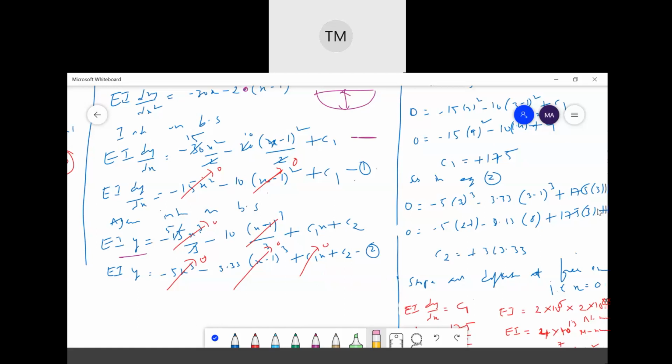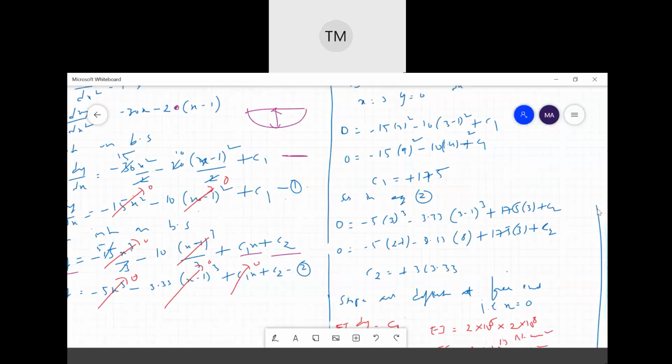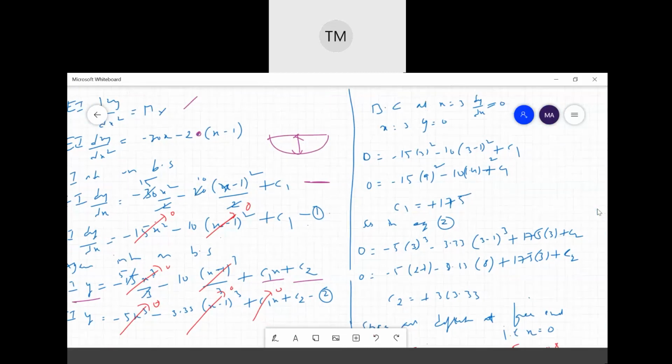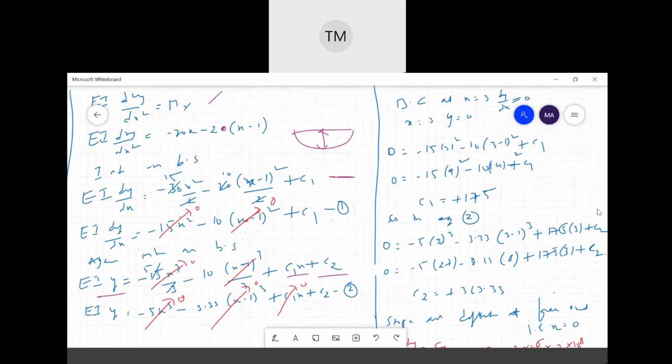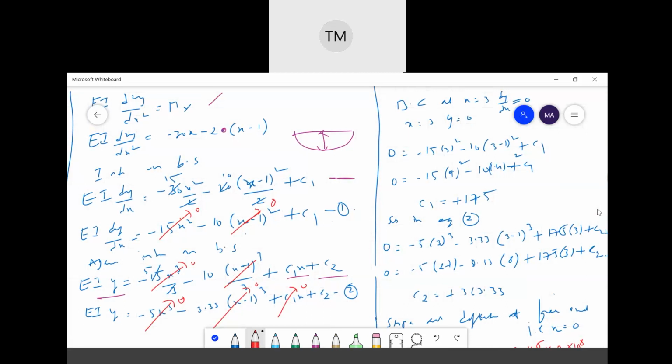Is it clear? When you simplify this, it will be c1x and c2. Simplify this and you'll get equation 2. After that, you apply the boundary conditions. What are the boundary conditions? At the fixed end, as I told you in yesterday's class, at a fixed support the slope and deflection are both 0, if you consider a cantilever beam like this.